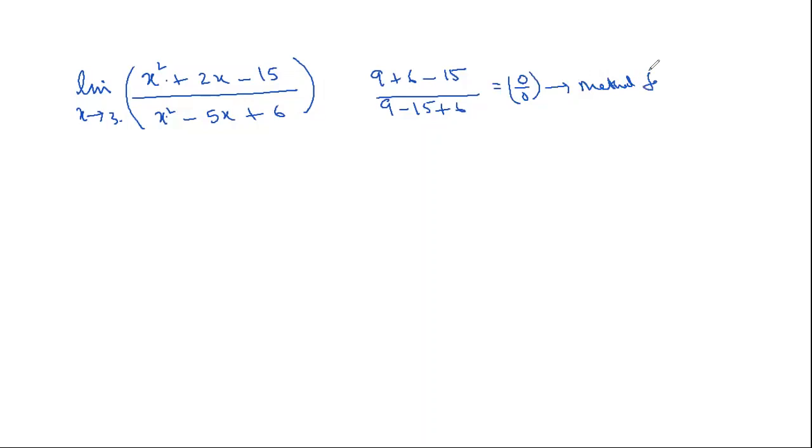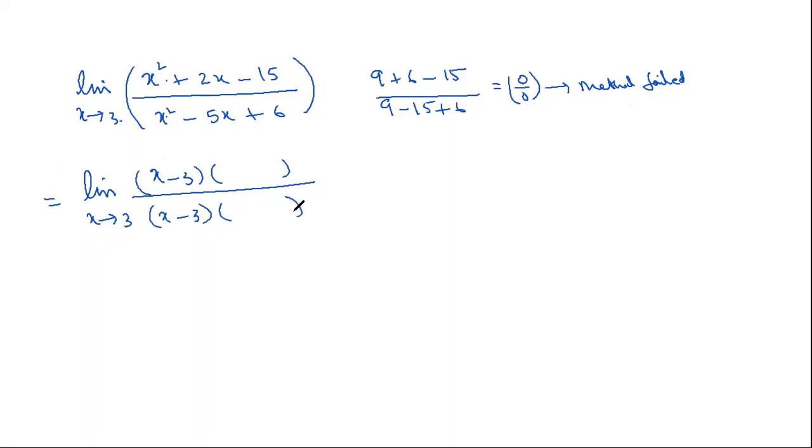You don't have to write every time that the method failed. This you have to only think. But I'm writing it in the beginning so that you remember. Then what is the new method? Common factor method. So what should I write here? What is the common factor? x minus 3 in the numerator, and the denominator also has x minus 3. That minus sign is constant, so it will be minus only.